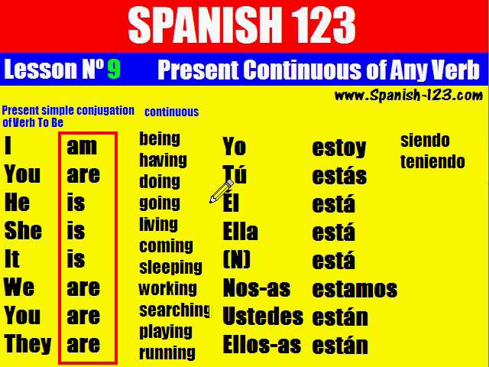Well, now, he is doing. Él está, and now verb to do. Verb to do in Spanish is hacer. He is doing his homework. Haciendo. Haciendo is the present continuous of verb hacer. Hacer is verb to do. Okay? Perfect.